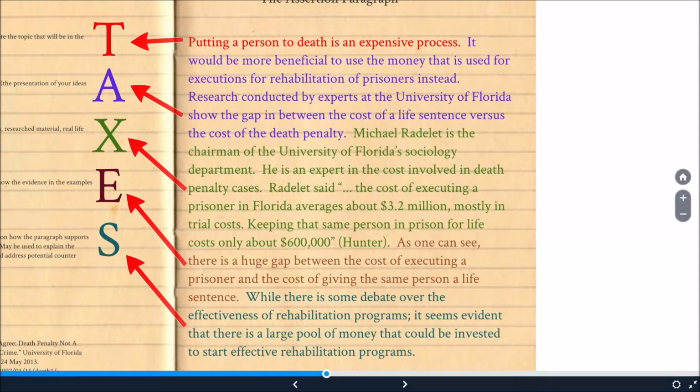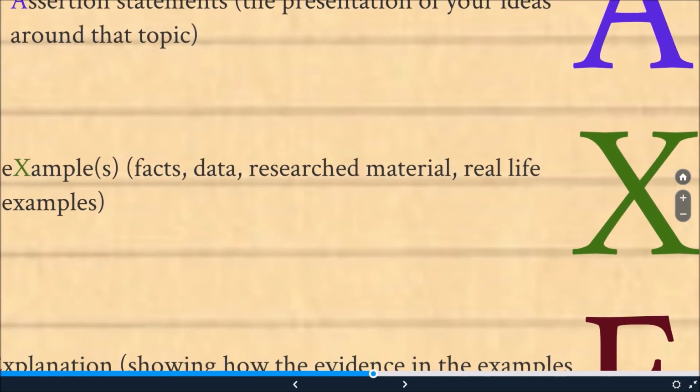It comes from a document which I've cited down below, which the original author had not done, but I cited that document and took a little bit more information out of it. You can see the evidence that I'm using there is a quotation from that document that says in Florida it averages about $3.2 million for executing a person, but it costs $600,000 to keep a person in prison for life. And so that is my examples, facts, data, research, material, and real life example section.